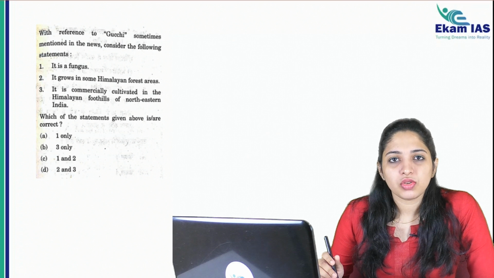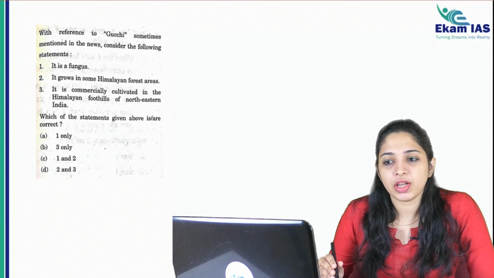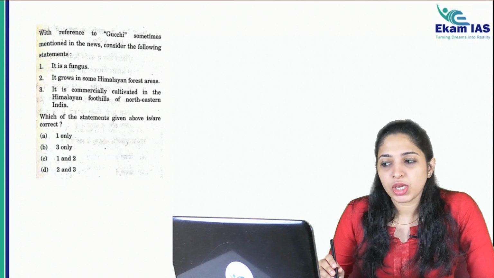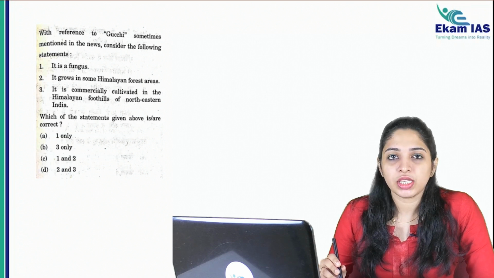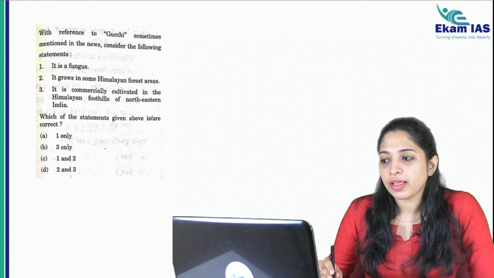Going to the next question. With reference to Guchhi, sometimes mentioned in the news, consider the following. It is a fungus. It grows in some Himalayan forest areas. It is commercially cultivated in the Himalayan foothills of northeastern India. Why was it in the news? Because Guchhi mushroom has sought a geographical indication tag. This was in current affairs last year.